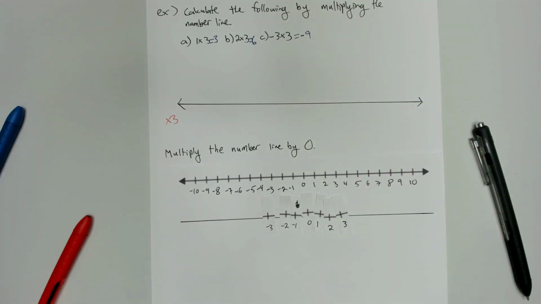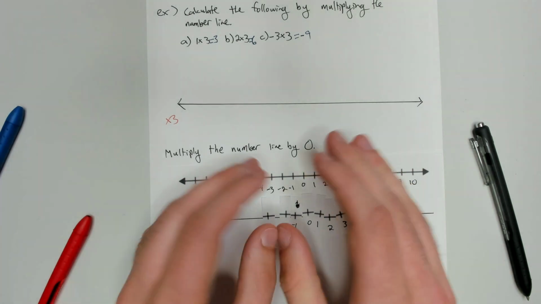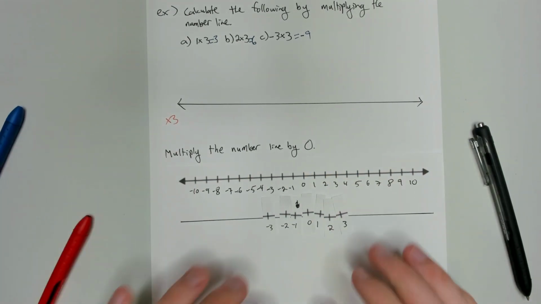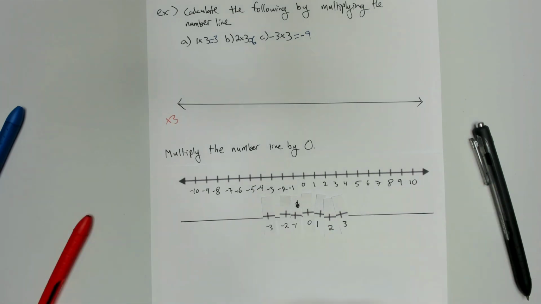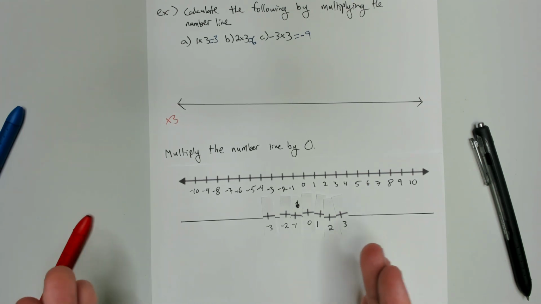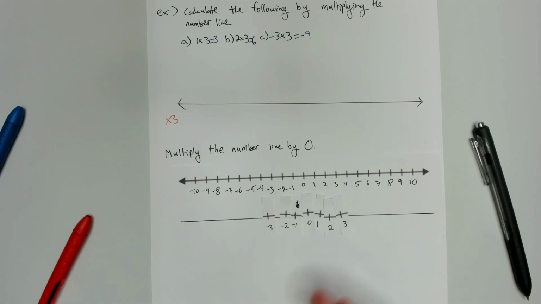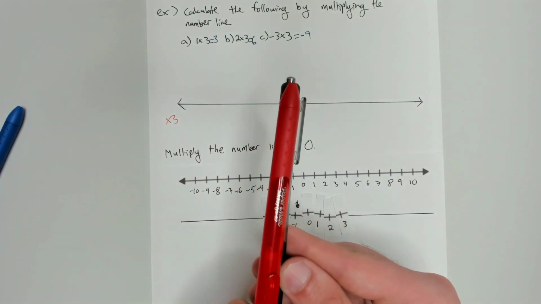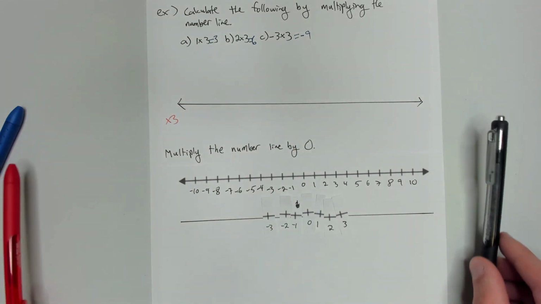Okay, so when we multiplied the number line by 2, we doubled the distance between these ticks here, right? When we multiplied it by 3, we tripled that distance. But now we're going to be multiplying by 0. So what do you think that's going to do to the distances? Well, it's going to make the distances basically become 0. So if a distance between two things is 0, right, then that means they're actually at the same point, right?